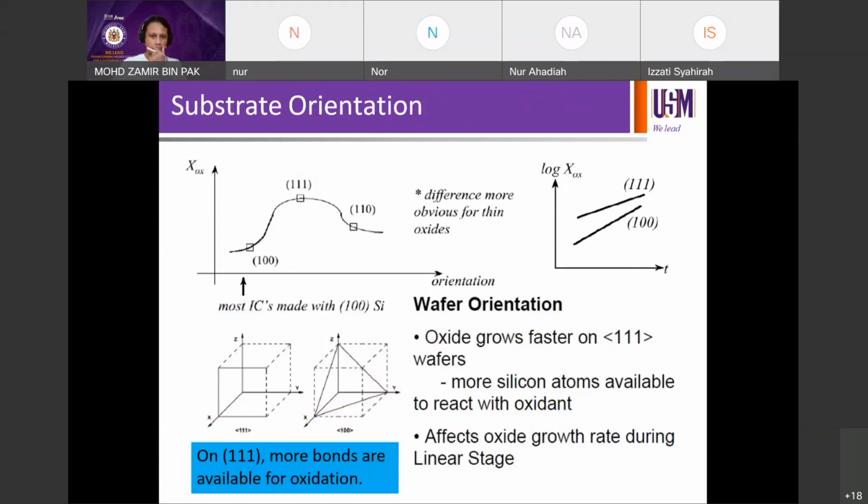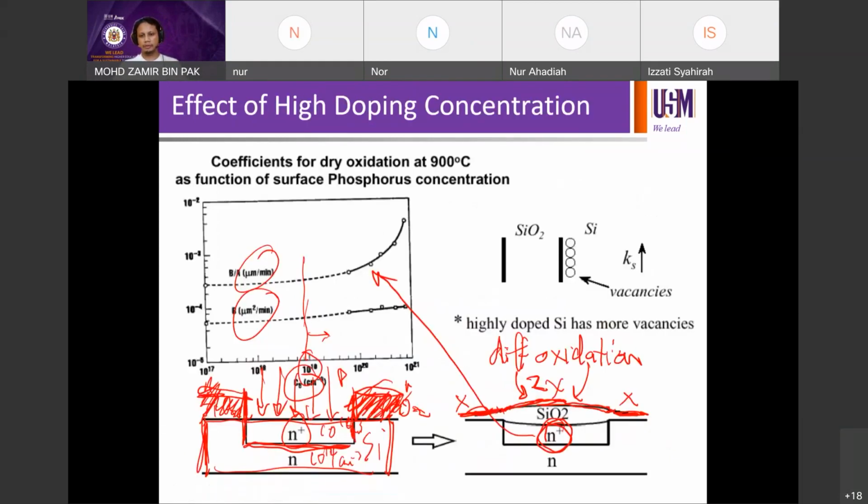So I'm just gonna stop here, and then I'm gonna continue tomorrow on the rest of the factors that can affect the oxidation process. Okay, is it okay so far?